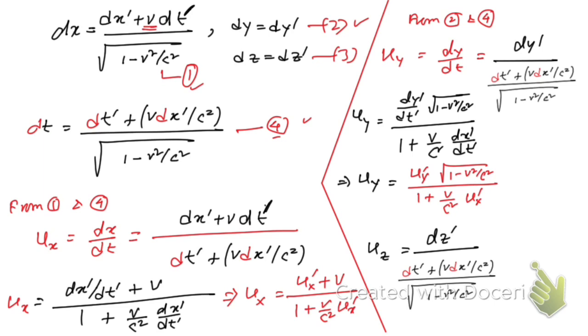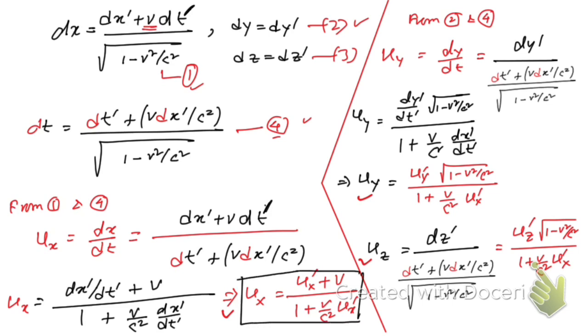So similarly, this also can be written as, instead of uy dash, now we're going to write uz dash times root over 1 minus v square by c square, divided by 1 plus v by c square times ux dash. But here you see, in all the three cases, we're going to get ux dash. Hope you have understood this. So now these three are the required results. These are the transformation of velocities.